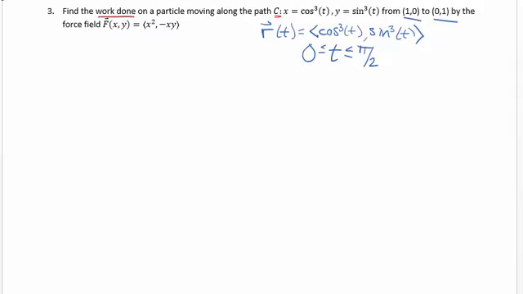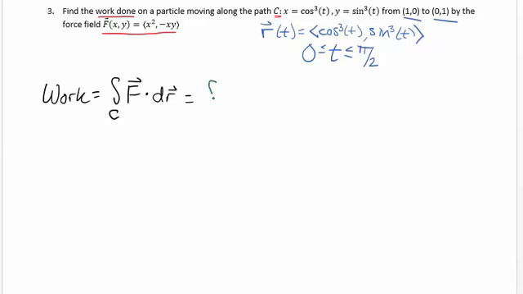All right, and then the force field that's doing this work is described by x squared and negative xy. So this is just a two-dimensional force function. And our work is going to be an integral. So our work is going to be the line integral along the path C of our force vector field dotted with dr. I didn't mention this in class, but when you're writing dr, make sure that this is a vector and not just dr with no vector on it. This is a dot product, it's not a scalar product.